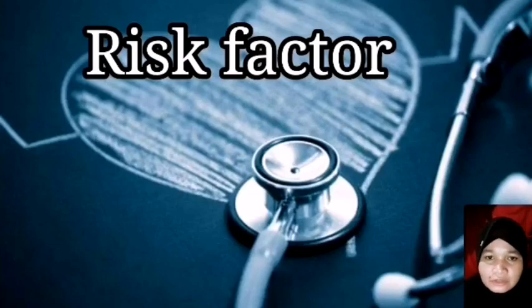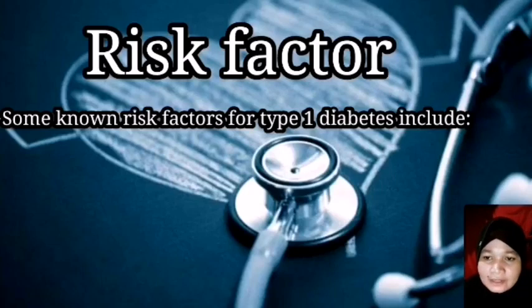So, risk factors of type 1 diabetes. Some known risk factors for type 1 diabetes include family history, genetics, geography, and age. So, pag sinabi natin family history, kung may family nagkaroon ng diabetes, sa mga family nagkakaroon din ng risk of developing the condition. Pag sinabi natin genetics, ito yung kapag may lahi kayong may diabetes, nagkakaroon din ng type 1 diabetes.